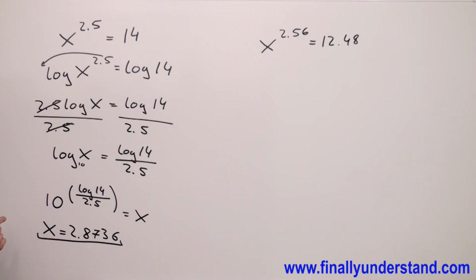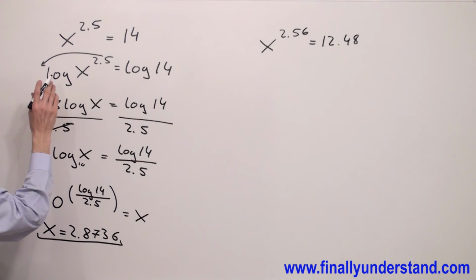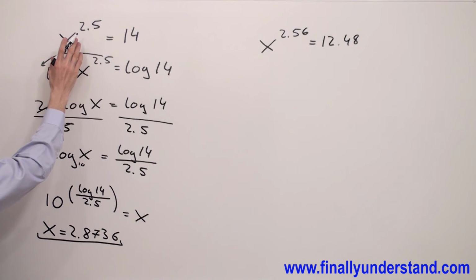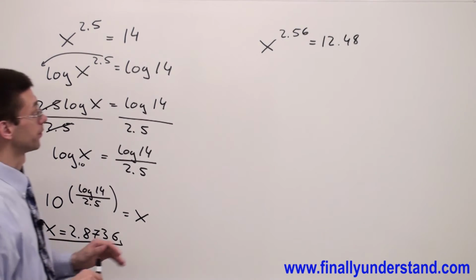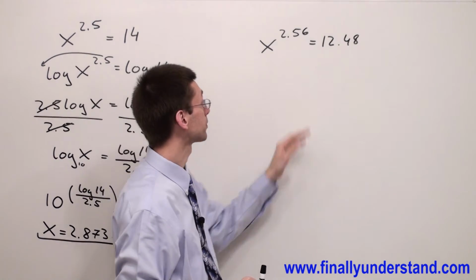If you want to verify the answer, simply replace this x by this value, and you're supposed to see that the left side is approximately equal to the right side. Let's take a look at the second example.